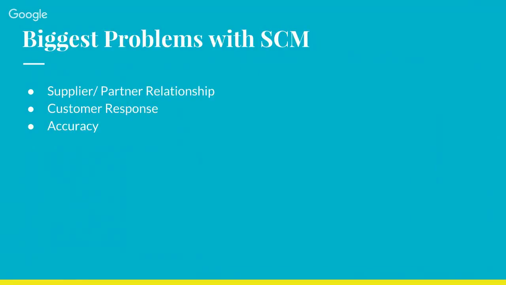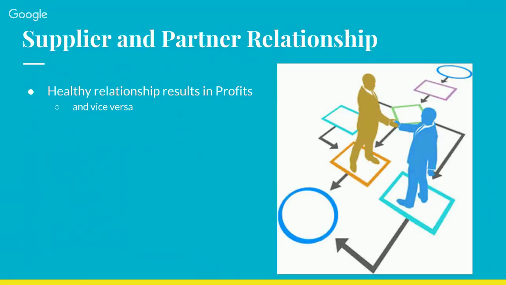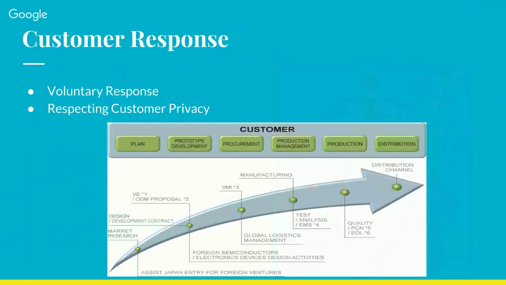The biggest problems with using supply chain management is a supplier-partner relationship. So that's basically the factory and the person, the middleman, essentially the people who make it. And then customer response and accuracy. Supplier-partner relationship. You need a healthy relationship to produce profits, and you need to have the supplier and the partner both have a good relationship with each other. And if it's not a good relationship, it's not going to produce, and they need to be in contact and understand all the inputs that go into maintaining profits.